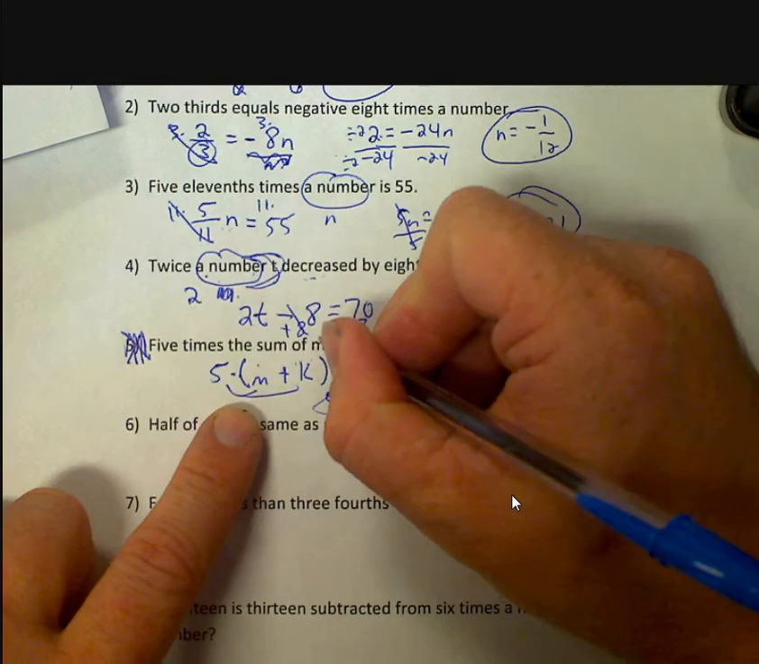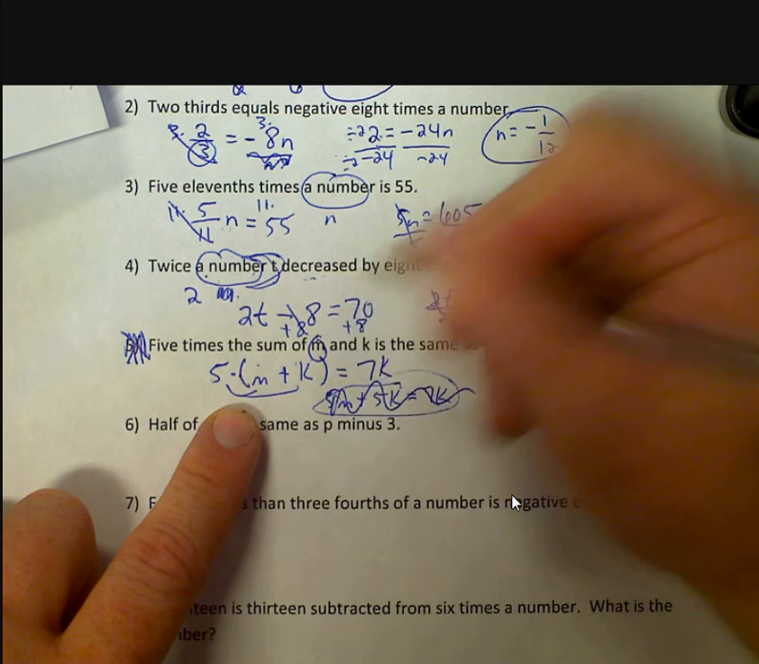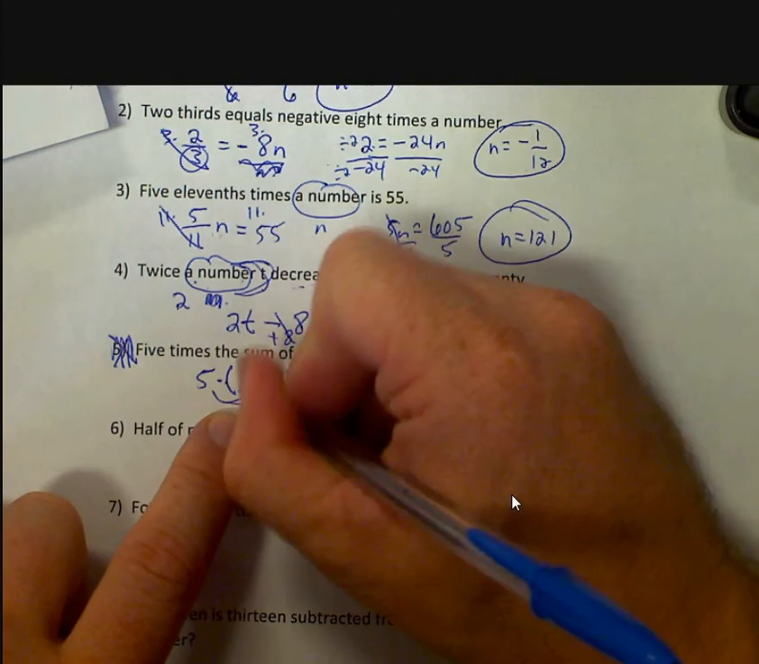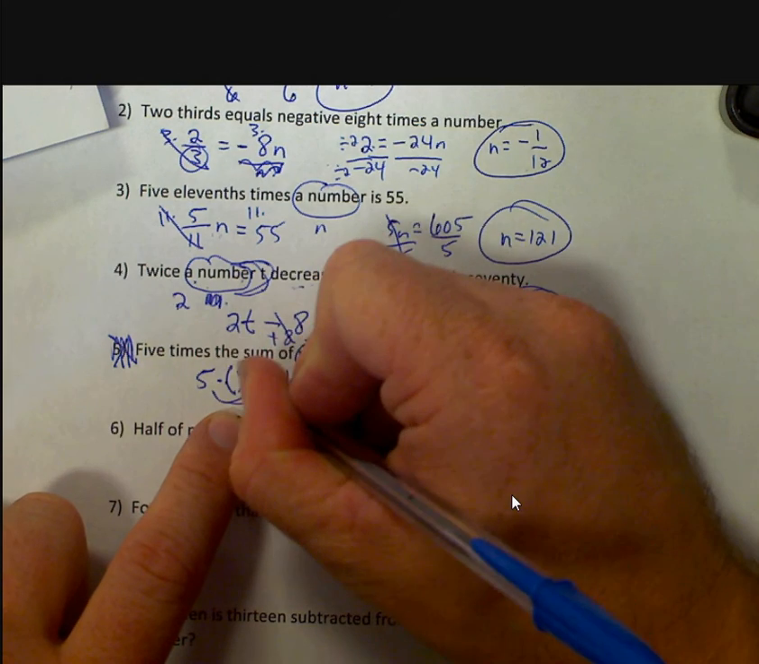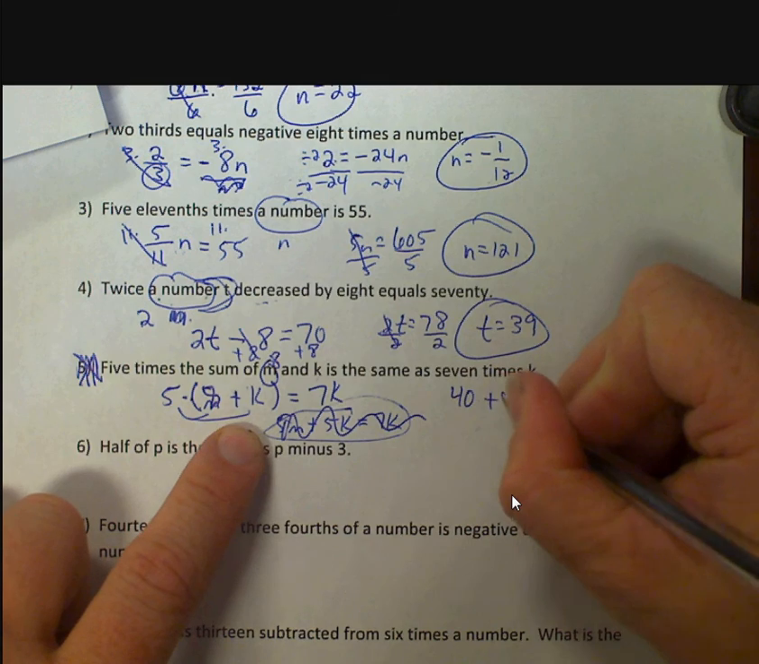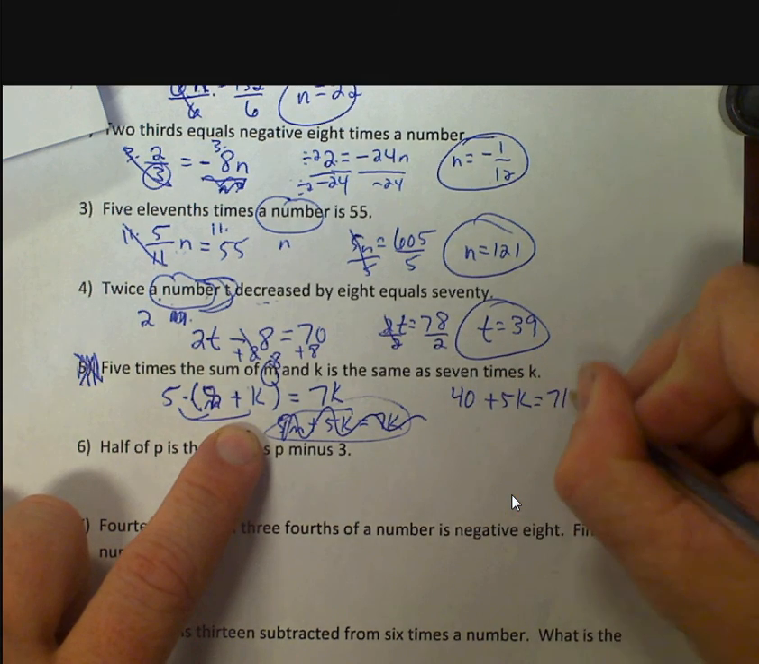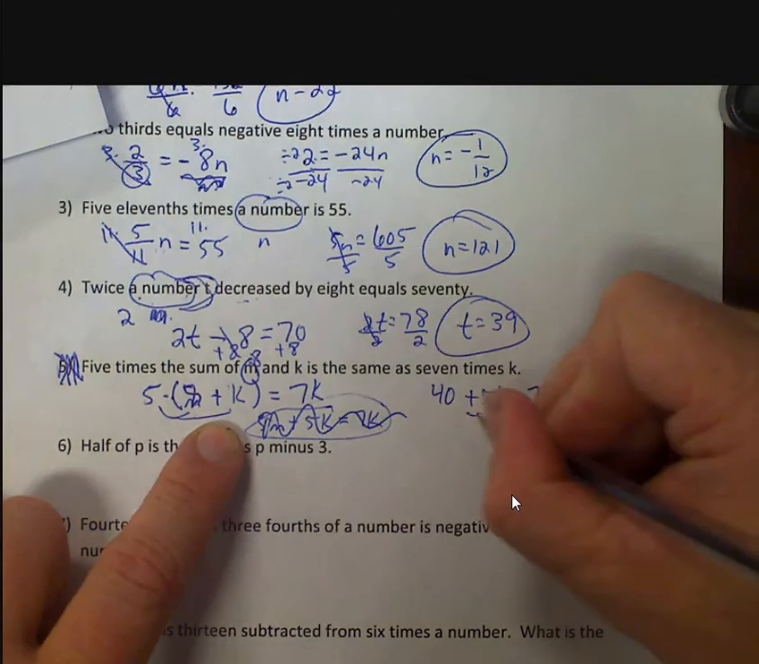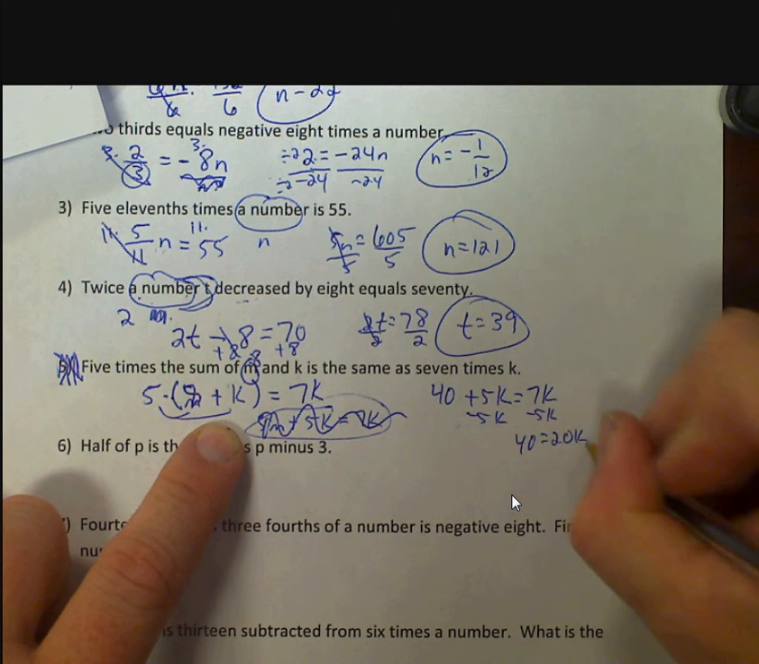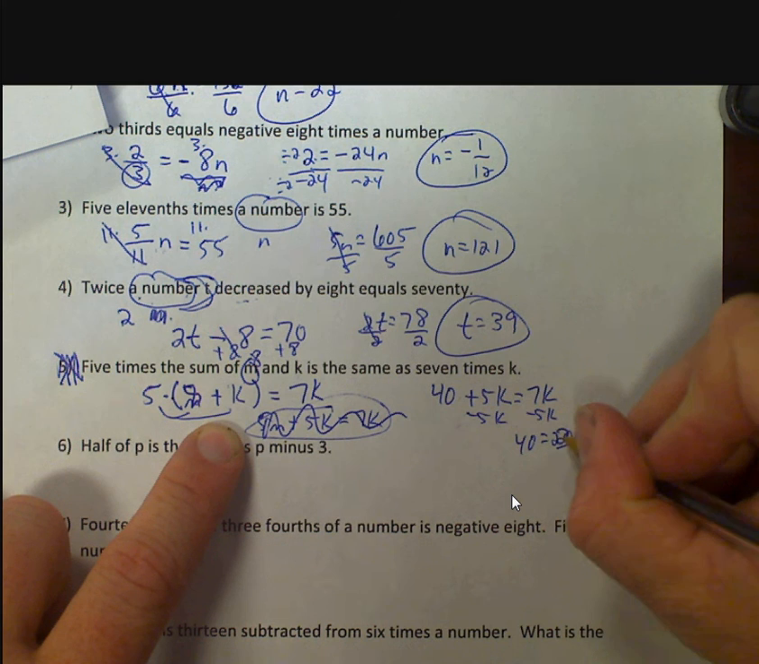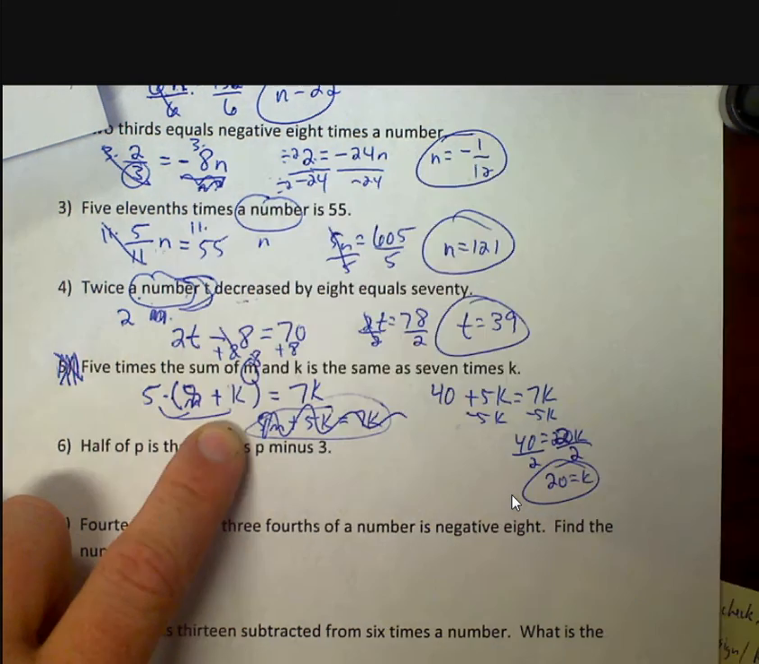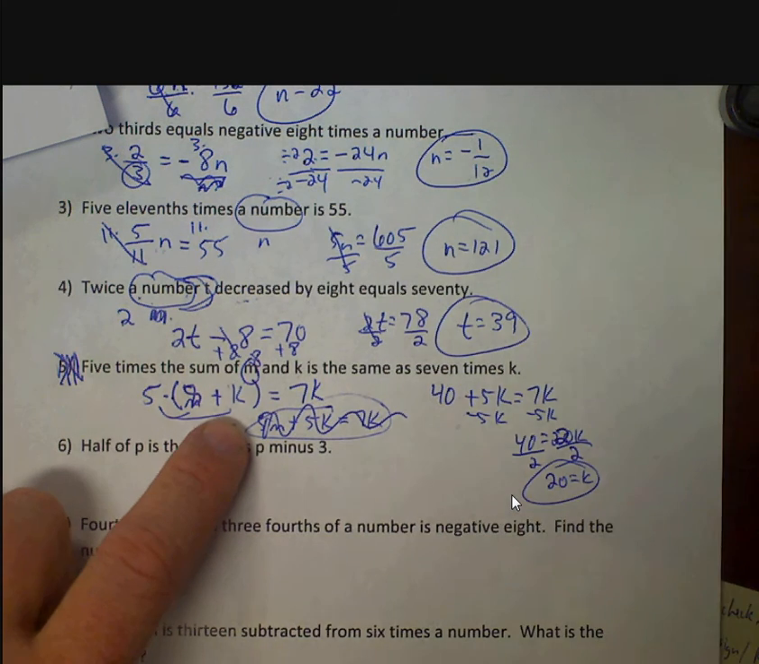What if instead of m I put 8? Let's go ahead and see. So this would be 8 now. So now I can distribute. 5 times 8 is 40 plus 5k equals 7k. Now if I subtract 5k, 40 equals 2k. Divide by, not 20, but 2, divide by 2, 20 equals k. It works if I only had one variable, not two.